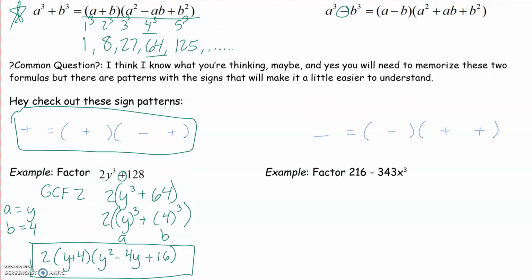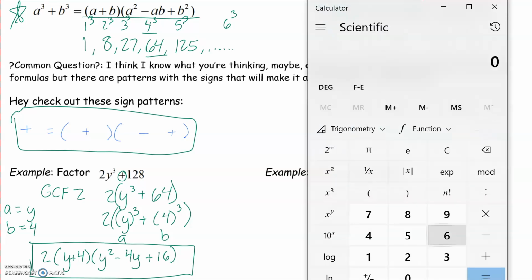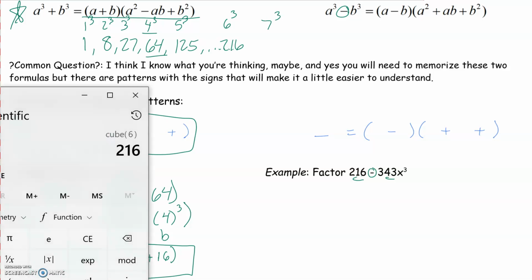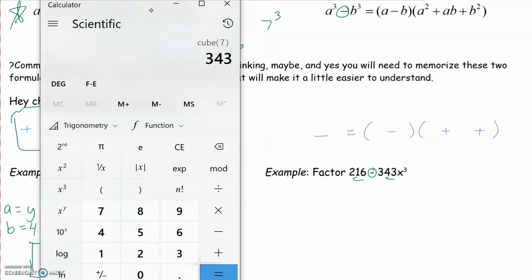Let's take a look at this next example. The first thing that I recognize is the fact that there's a negative there. I also notice that these numbers are perfect cubes if I were to continue on. So if I were to continue on and say, okay, 6 cubed gives me, and I'm going to have to use a calculator because it's 6 times 6 times 6, 6 cubed gives me 216. Let's try 7 cubed. That's going to give me the 343 that I'm looking for.